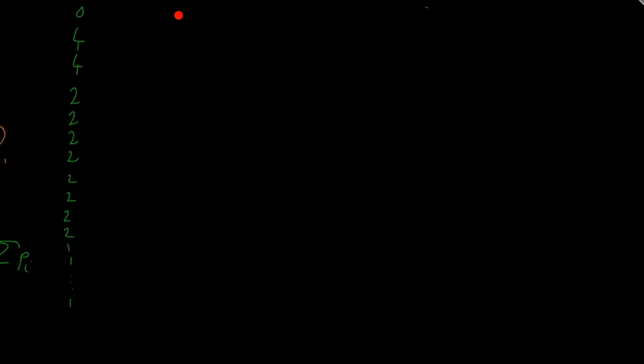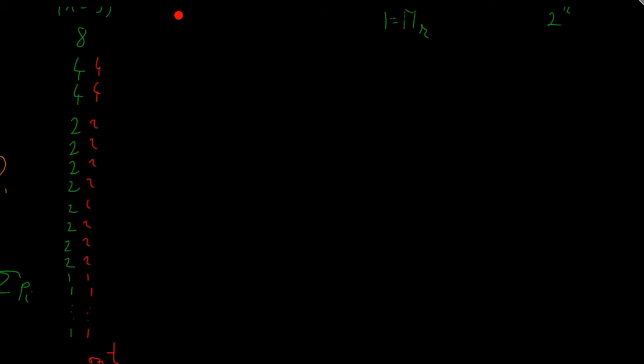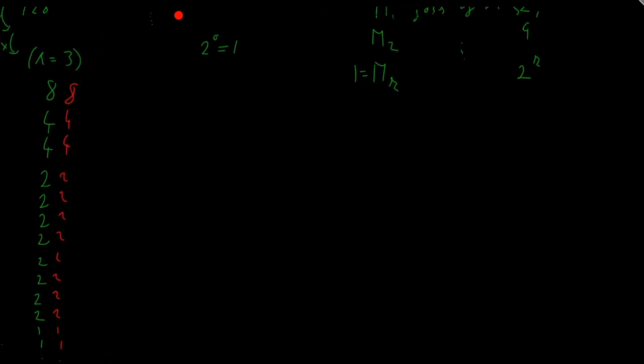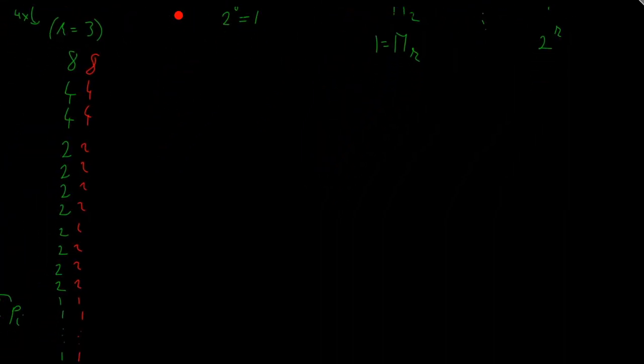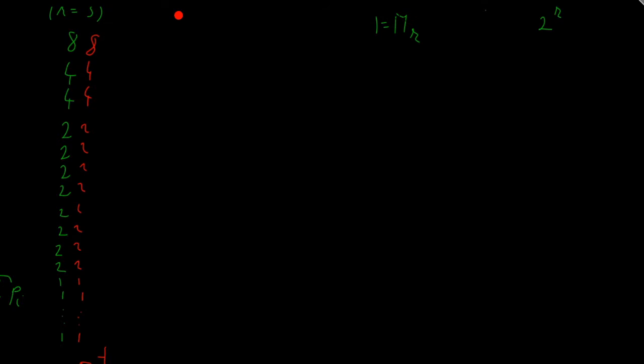So for the optimal solution, I will just have to load these machines by one job each of them. For an optimal schedule, I'm just pushing each job to a machine whose speed is the same as the size of the job. That's why I have m0 jobs of size 2^30, m1 jobs of size 2^31, because here each machine will have a load of 1.